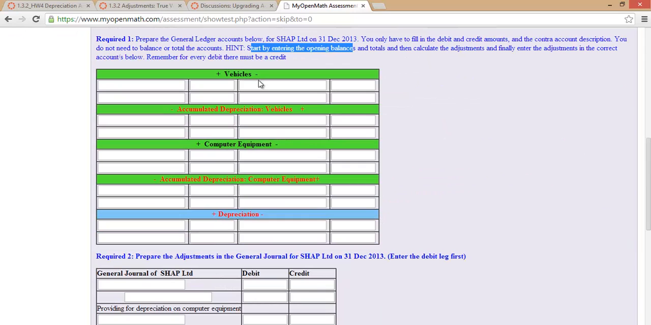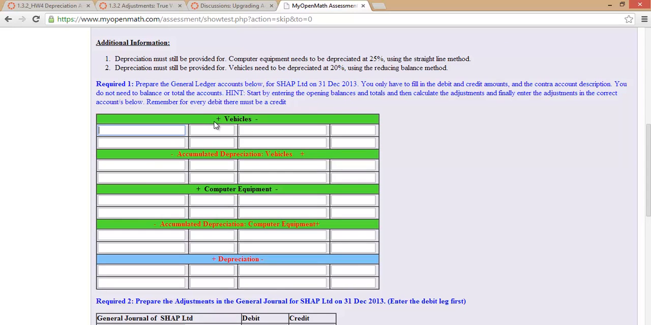So we're given these 5 general ledger accounts. So what's the opening balance for vehicles? Because vehicles is an asset, it will increase on the debit side. That's why the plus is there on the debit side. Because accumulated depreciation on vehicles is a negative asset, it looks exactly the opposite of the vehicles account. So the vehicles account is my cost account, and the accumulated depreciation account is a negative account, which is going to increase on the credit side.